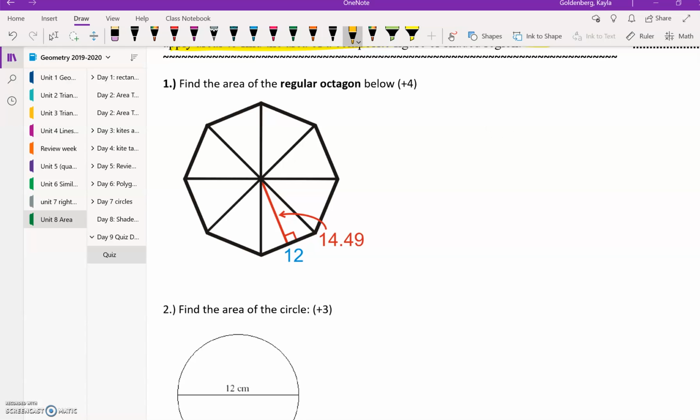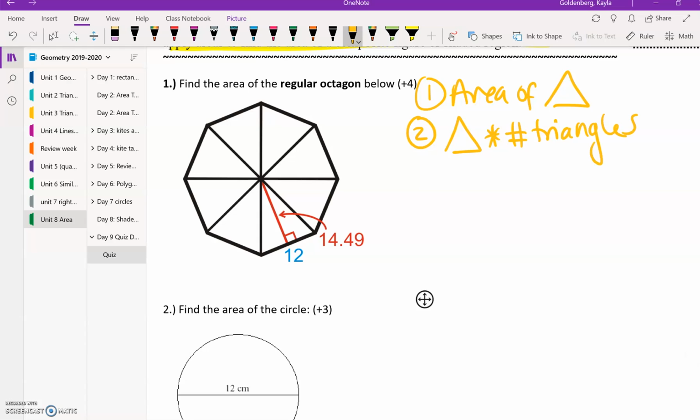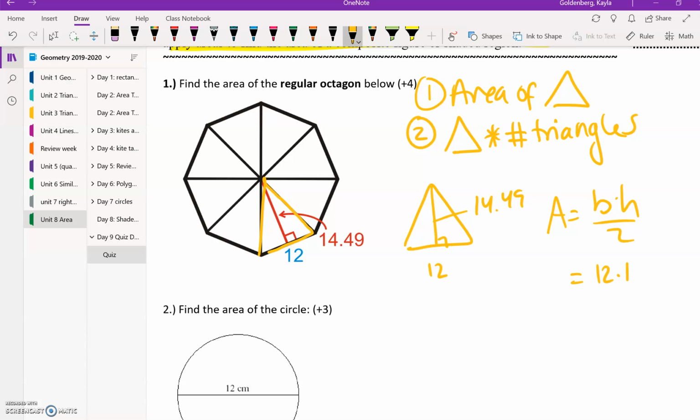And remember our strategy, our first step is we do area of one triangle, and then we do the triangle times number of triangles, right? That triangle area times however many there are. So if I look here, I can find the area of this yellow triangle really nicely. They've given me some good information. They've given me the base is 12 and that the height is 14.49. So if I was to plug that in, my base times height divided by 2. My base is 12. My height is 14.49, divided by 2.